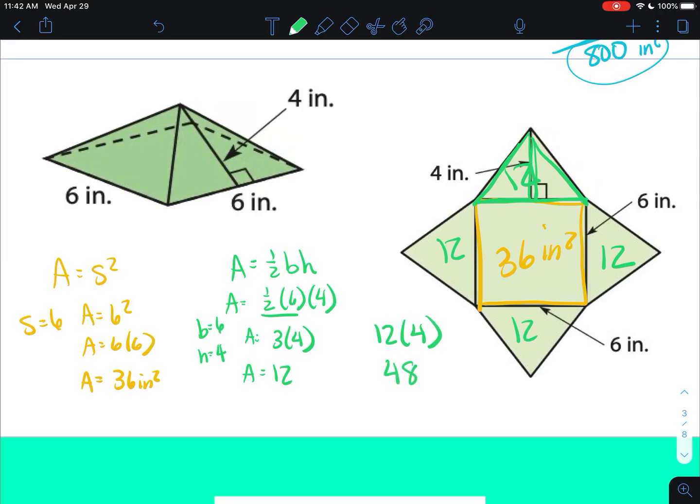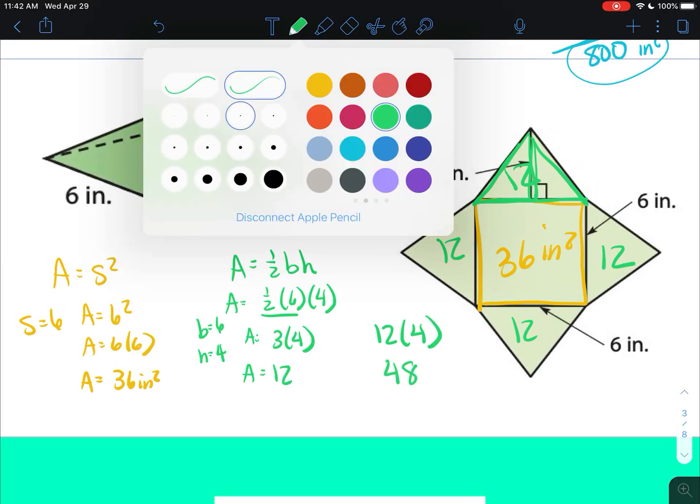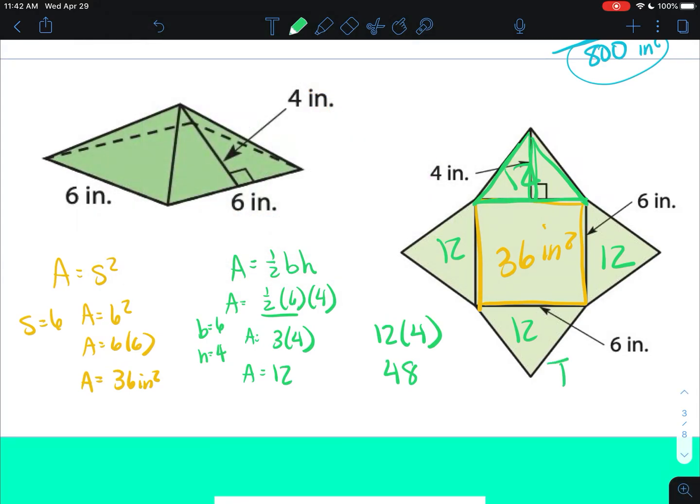So 12 times 4 is 48. And then our total is going to be 48 for the 4 triangles, plus 36 from the square. 36 plus 48 is 84 square inches. And there you have it. That is how you find the surface area of a square pyramid.